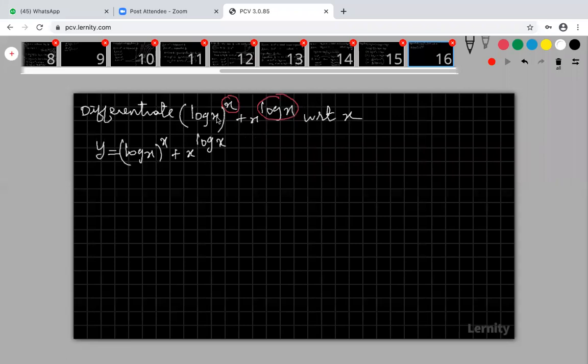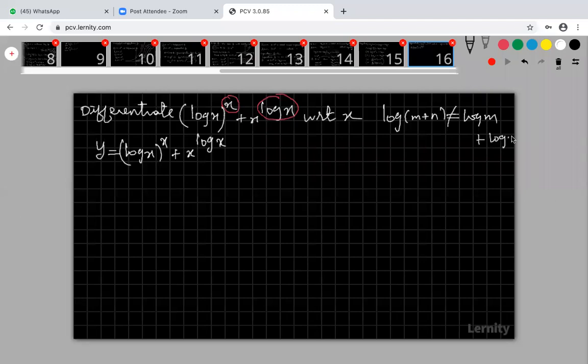Are you okay? First of all, the given function is (log x)^x + x^(log x). If you take log on both sides, since the power has an x function, we have to take log on both sides. But the log of this function plus this function, we don't have a formula for log of m plus n.